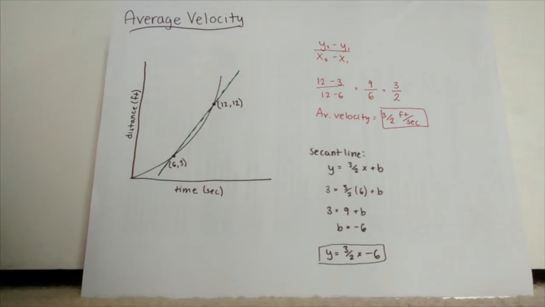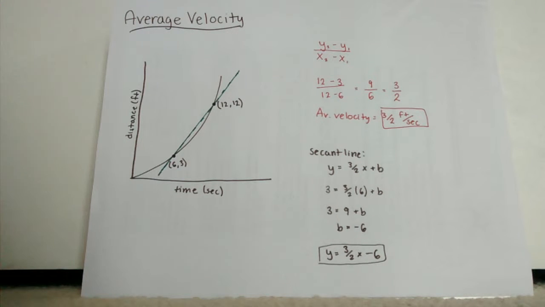If we want to find the average velocity between time equals 6 and time equals 12, all we need to do is use the slope formula, y2 minus y1 over x2 minus x1. So here we can just plug in the points and get 12 minus 3 over 12 minus 6 equals 9 over 6, which means that the average velocity is 3 over 2 feet per second. This is also the slope of the secant line.